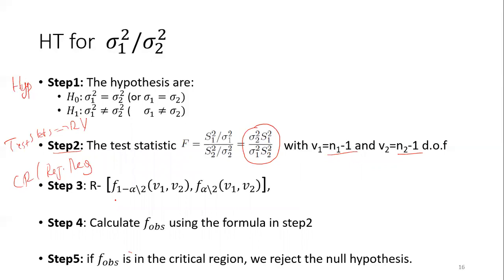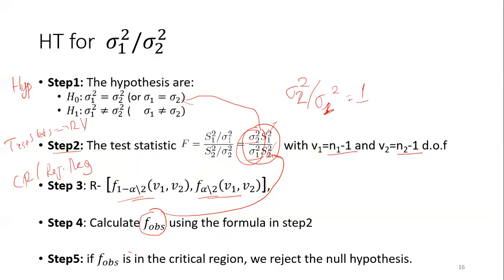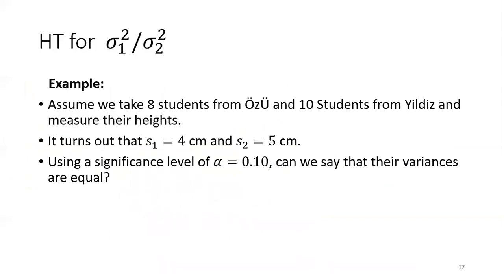That's again simple. F1 minus alpha over 2 is at the left and F alpha over 2 is at the right. Calculate your F observed. F observed is calculated from here. We will be given S1 and S2 squares; these are just calculated. And sigma 1 squared and sigma 2 squared, how do we calculate them? It just comes from the hypothesis. The hypothesis says that sigma 1 is equal to sigma 2. What does it mean? Sigma 1 is equal to sigma 2 means that sigma 2 squared divided by sigma 1 squared is equal to 1. Great. Then, if F observed is in the critical region, reject the hypothesis, otherwise don't reject.